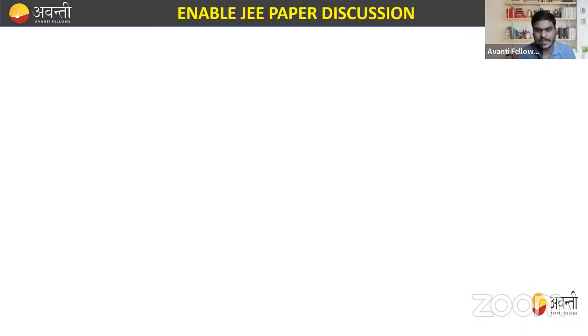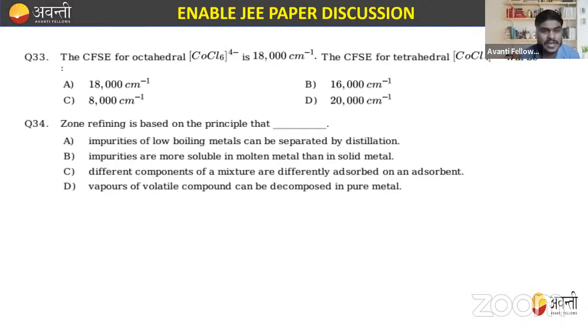Okay. Now, let's see what is next. The next question is very, very interesting, and it's also very important, and a very simple question. The CFSE for octahedral is given. What is the CFSE of tetrahedral? This is the relationship between the splitting energies. What is the relationship between splitting energy in terms of octahedral and tetrahedral? We know that splitting in tetrahedral is 4 by 9 times the splitting in octahedral.